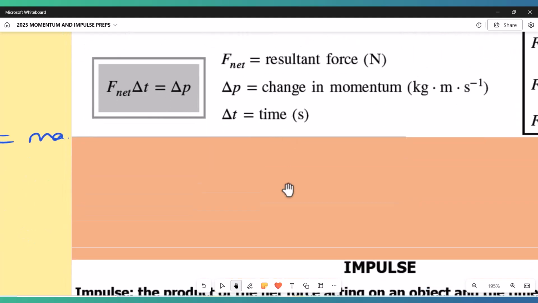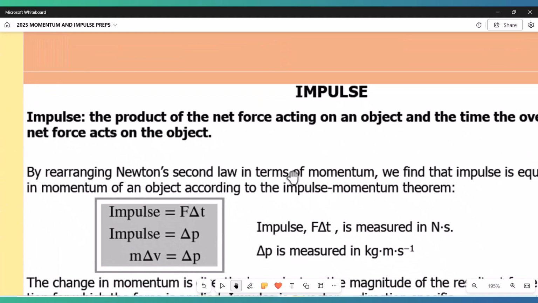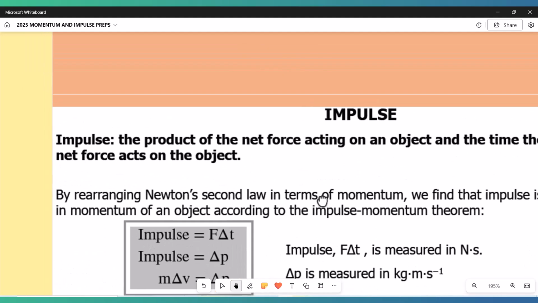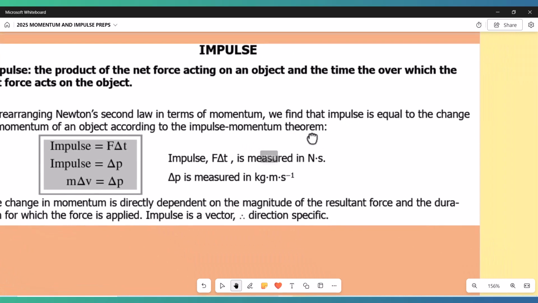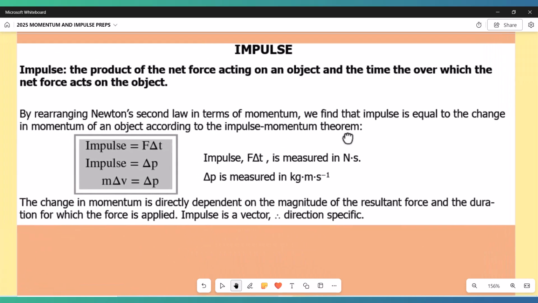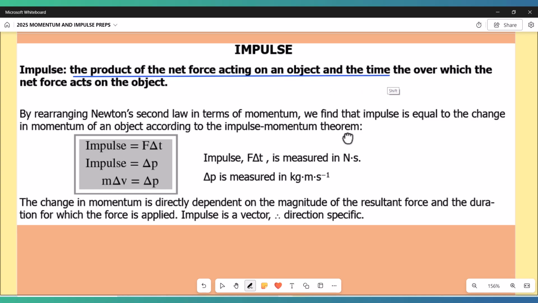Hope we are still together, guys. That brings us to impulse. So what is impulse? Impulse is the product of the net force acting on an object and the time for which the net force acts on the object. I repeat, if they say define impulse, impulse is the product of the net force acting on the object and the time for which the net force acts on the object.